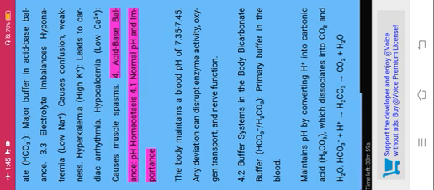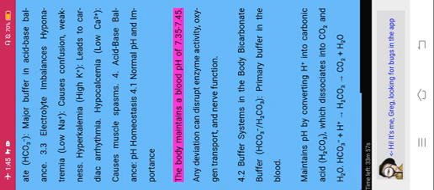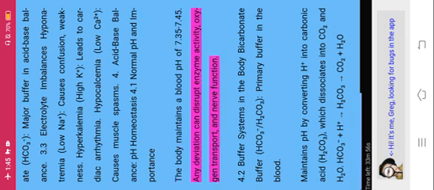Acid-base balance, pH homeostasis. 4.1 Normal pH and importance. The body maintains a blood pH of 7.35-7.45. Any deviation can disrupt enzyme activity, oxygen transport, and nerve function.